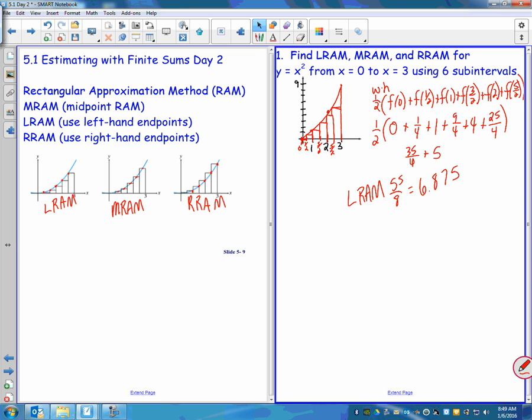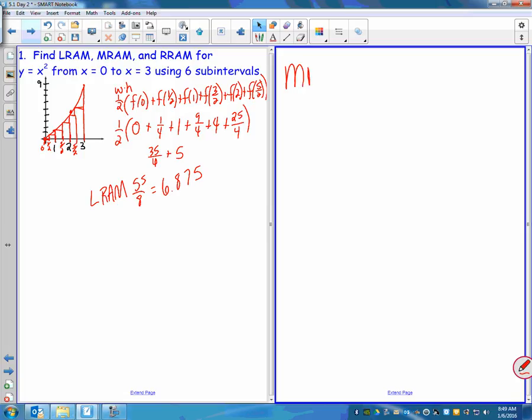Not below it, but for me, when I'm doing MRAM or any of these, just like we did yesterday, this is what I'm going to do. I'm going to label my picture. These are my 6 rectangles. And now you have to go through and find the midpoint of each one of those, and that's what you're going to use to find your height when you plug it in your function. And so, 1/4 is where you should start with that.